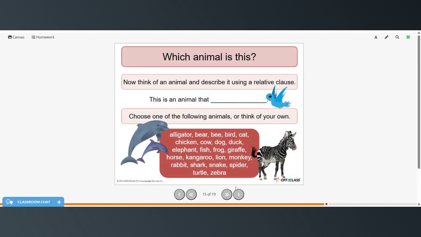Now think of an animal and describe it using a relative clause. Again, you can do this in the comments, and other students can participate by guessing what animal you're describing.